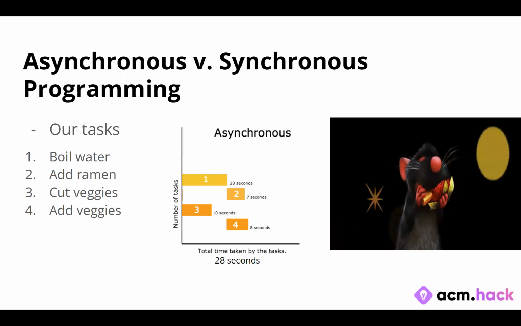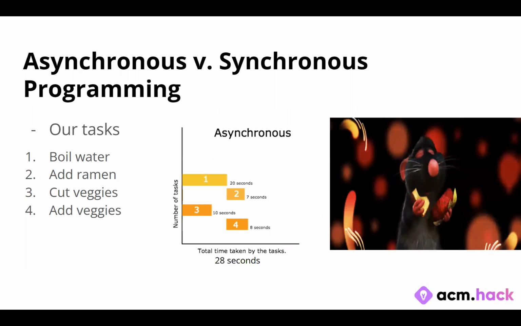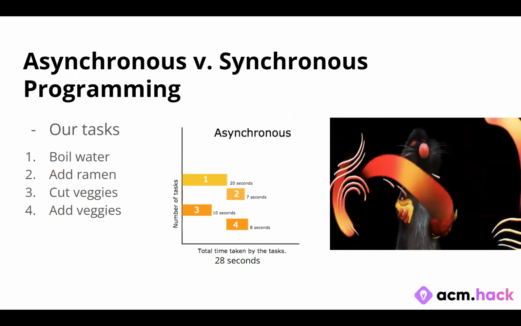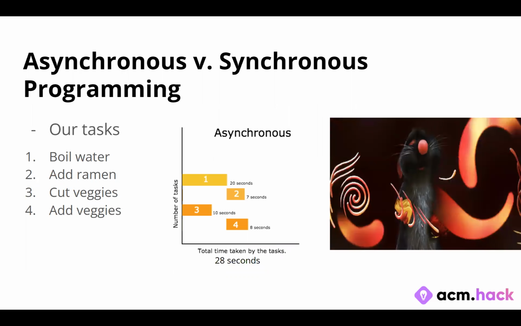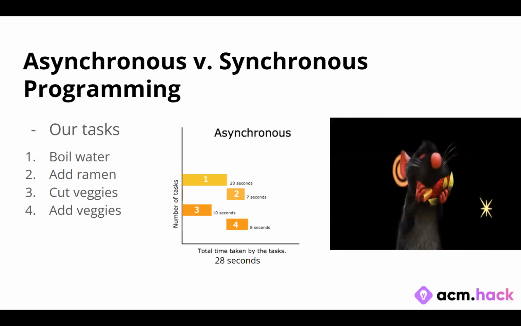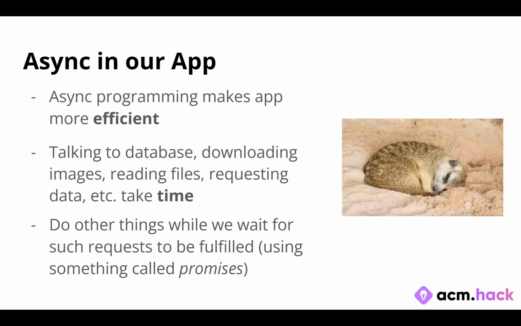With async, what we're going to do is first start boiling the water, and then start cutting up the veggies as well. Then once we're done boiling the water, we can add the ramen, add the veggies. The total time taken is going to be reduced, and we're going to do the same amount of stuff. Okay? Async. Yeah, we'll get into the details. So asynchronous programming helps us make our app more efficient.